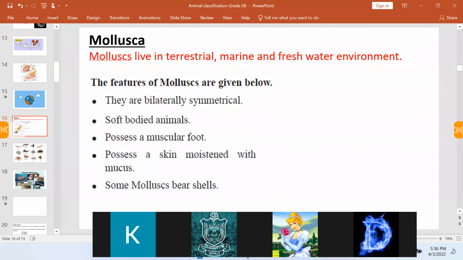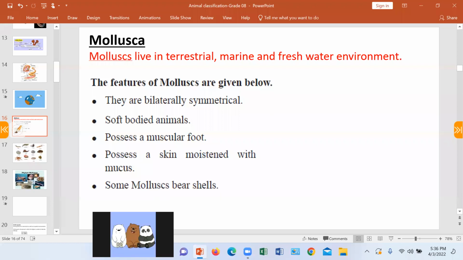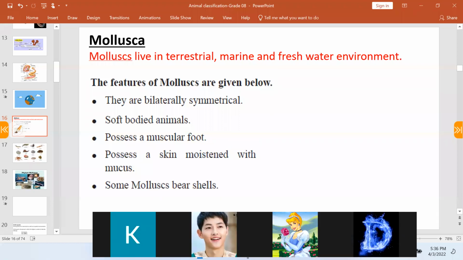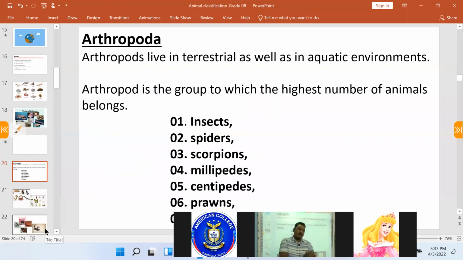What is the next invertebrate group? Arthropoda. That is the group with the largest number of animal species. The highest number of animal species belong to this group. That is Arthropoda. වැඩිම ජීවීන් සංඛ්‍යාවක් ඉන්නේ arthropoda.